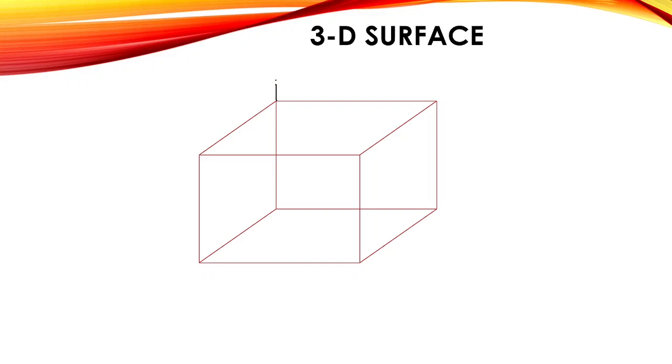It will be my x-axis, and sorry, this will be my y-axis, and this will be my z-axis. So if I need, you can write it as x, y, z. So here this cuboid is sitting in the xyz plane, and this will be my origin. Understood? So this is known as a 3D surface. For representing a 3D surface, we need 3 axes, that is x-axis, y-axis and z-axis.